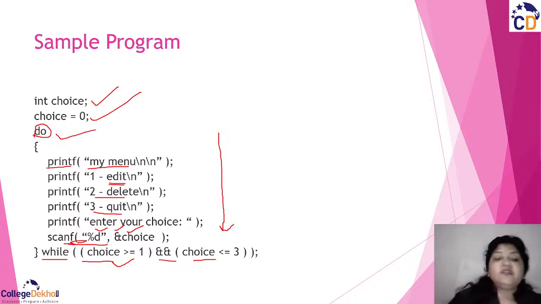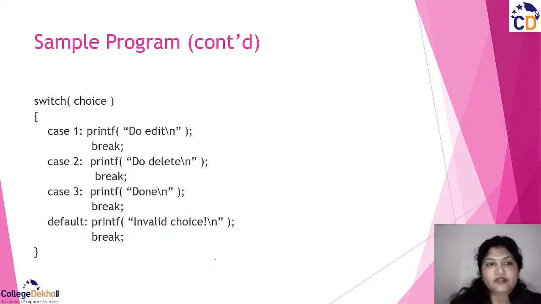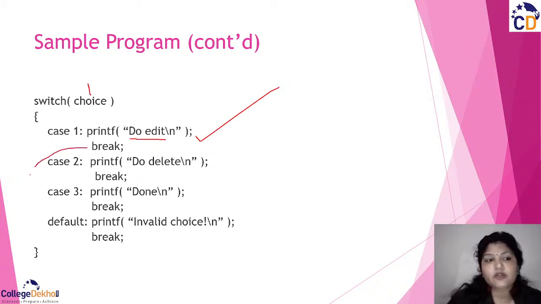So if it is within this, then we can move into the looping part. We can move into the next part, that is switch case, right? Now in switch case, what we have to write? We can have multiple options, right? Now if your choice entered by the user is 1, then obviously "do edit" is printed on the screen and it just breaks and comes out of the switch statement. This is how it basically works.